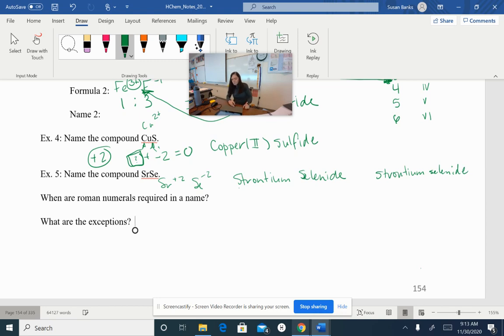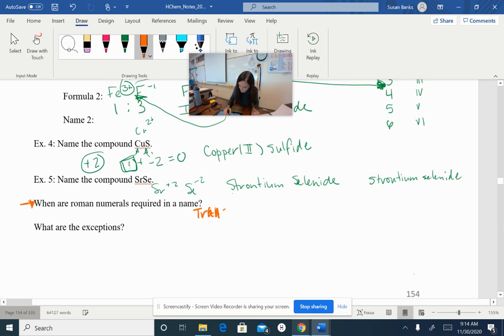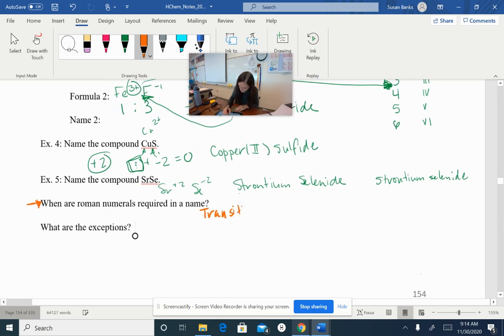Okay? So the next question then becomes, since I kind of threw you under the bus, we don't really need Roman numerals all the time. We only need Roman numerals when we have a transition metal. We need Roman numerals when we have transition metals. And remember, transition metals are pretty much the D block.